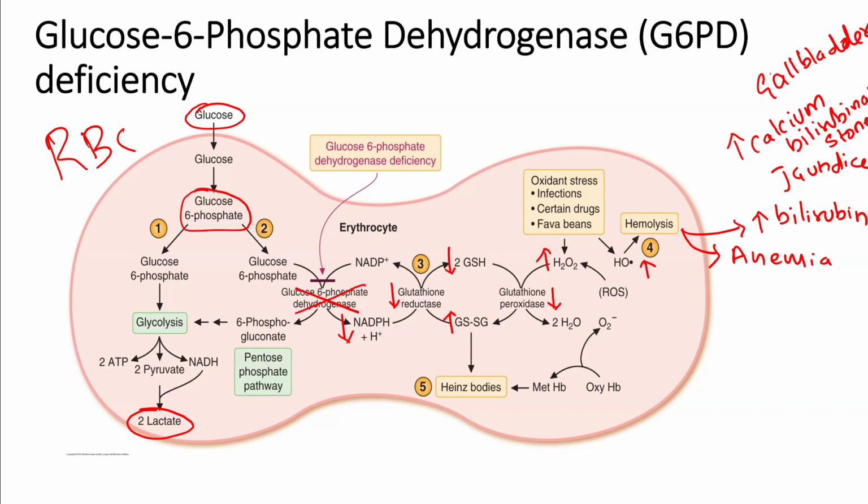Okay, and then because there is an increase in hydrogen peroxide leading to generation of reactive oxygen species, your hemoglobin can be oxidized. See down here, they have written oxyhemoglobin into methemoglobin, and that is making Heinz bodies. So there is a formation of Heinz bodies, which are precipitated hemoglobin molecules.